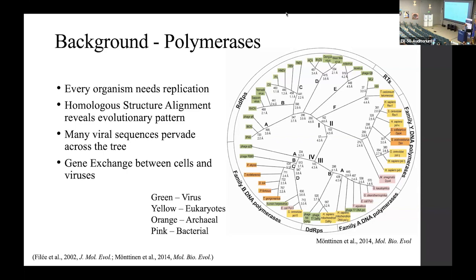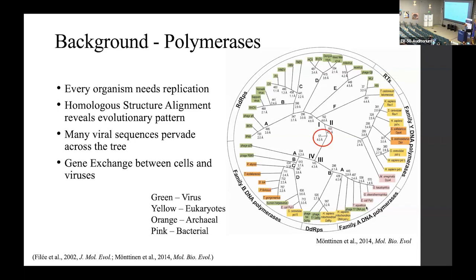So this is a homologous structure alignment tree. And what you can see here is that viral sequences pervade across almost all families of polymerases. And then across all families of DNA polymerases, we do see eukaryotes in yellow, we see archaea in orange, and we see bacterial sequences in pink. So essentially, replication occurred pre-LUCA, before the differentiation between the eukaryotes, archaea, and bacteria. And because viruses are pervaded across the entire tree, it is believed that gene exchange between cells and viruses during this early node over here helped kickstart DNA polymerase synthesis.